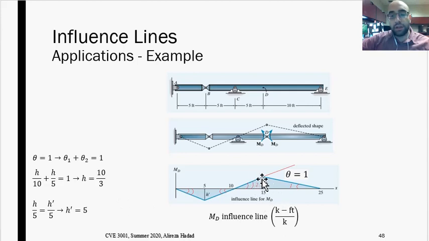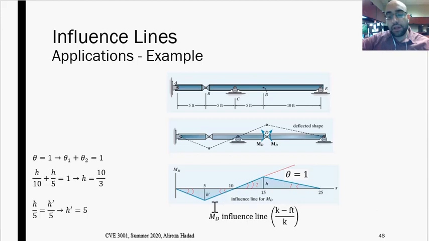I could find h. Now I can look at these two similar triangles over here, this one and this one. By comparing those, we can see these are similar triangles, and we can write the ratios for these similar triangles like the procedure that we did for several previous examples. h over 5 is equal to h prime over 5, and having these ratios over here, we can find h prime as 5. Now we could understand the values inside the influence line diagram.